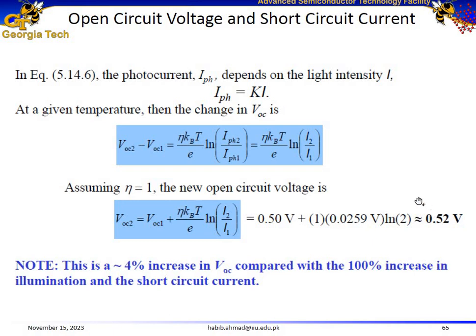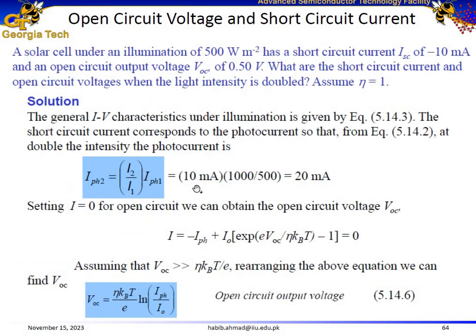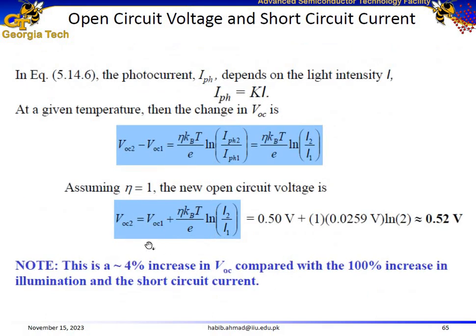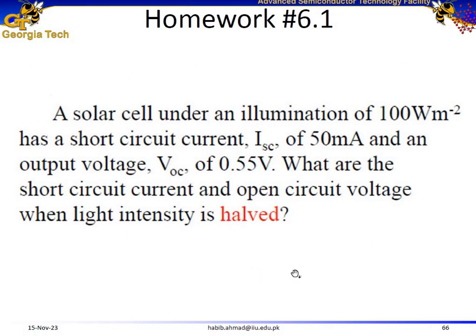So when the light intensity is doubled, the photocurrent increases from 10 milliamps to 20 milliamps. And the VOC, the open circuit voltage, increases from 0.5 to 0.52. So the takeaway point is that there is a 100% increase in the photocurrent. However, there is only a 4% increase in the open circuit voltage. So increase in light intensity impacts the photocurrent a lot, but it has a minor impact on the open circuit voltage.